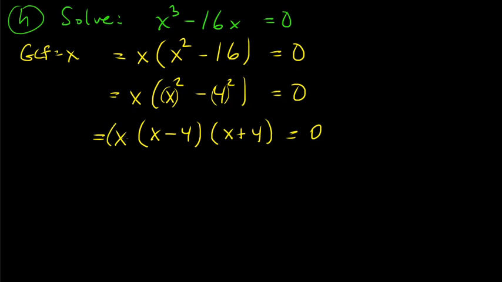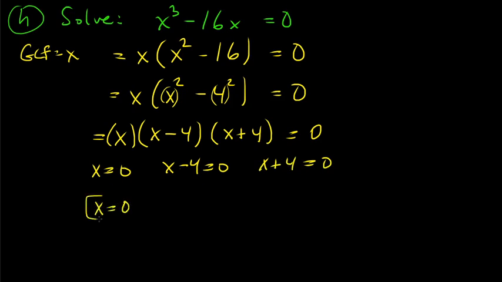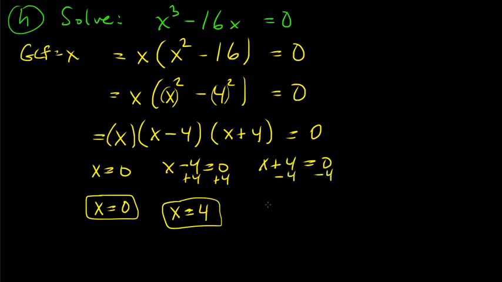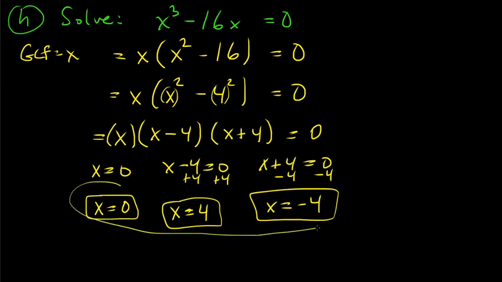Right. Now we set all three factors equal to 0, so we get x equals 0, x minus 4 equals 0, and x plus 4 equals 0. So x equals 0, when you solve that, well, x equals 0, right? Not much to do there. And then for the second one, you have to add the 4 to both sides, so you get x equals positive 4. And for the last one, you have to subtract the 4 from both sides, giving you x equals negative 4. Okay, so this equation actually has 3 solutions: 0, 4, and negative 4. So all 3 of these are solutions here.